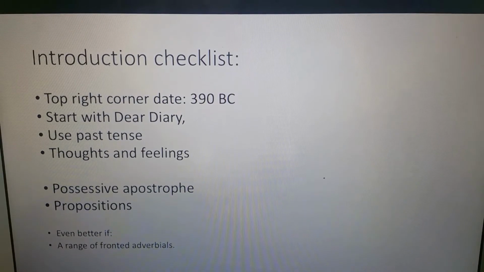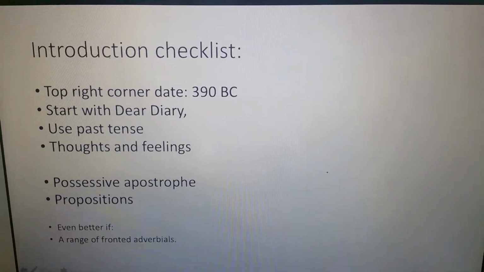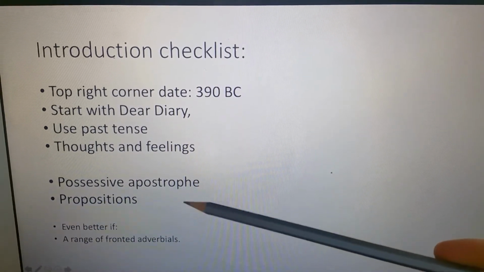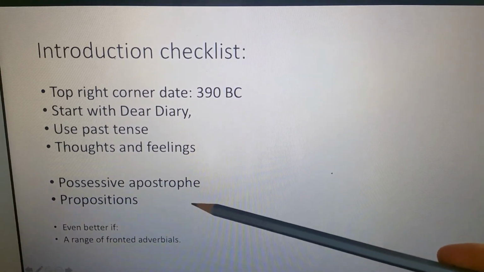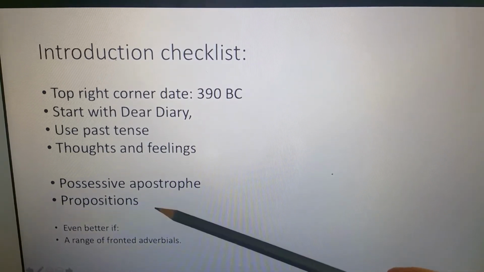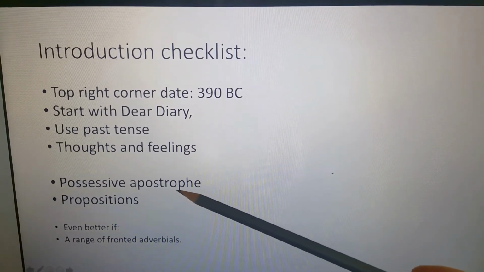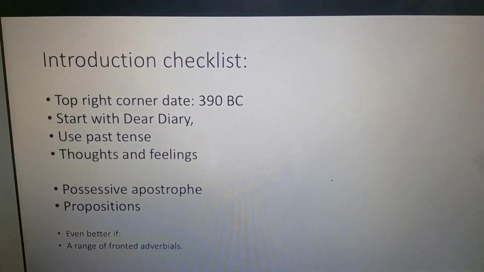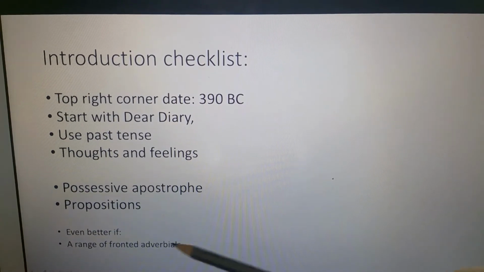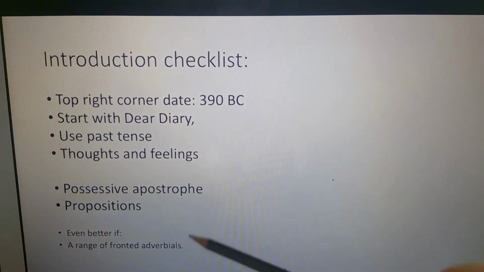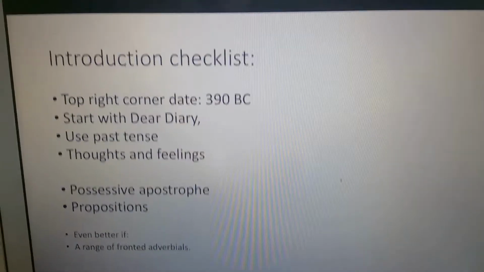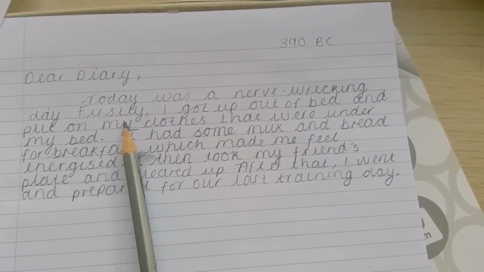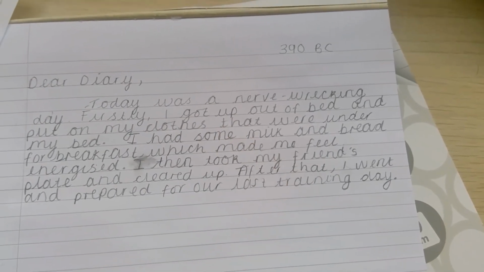I've also added on here that we need to include our possessive apostrophe and prepositions. We would like to see these being used accurately within your writing. So just think, where is an opportunity to use a preposition or use a possessive apostrophe? It would be even better if you want to push yourself, can you use a range of fronted adverbials within your writing? In mine, for example, I have used firstly, after that, so a range of fronted adverbials.